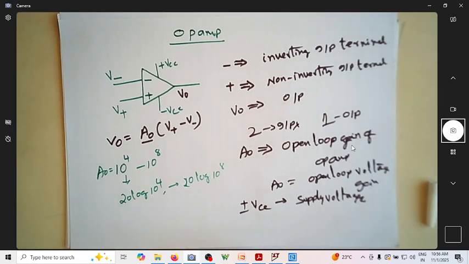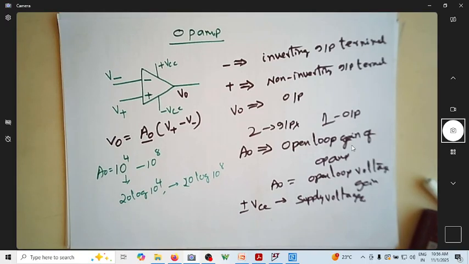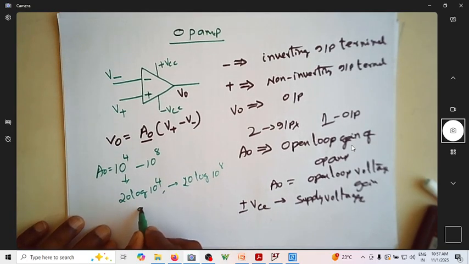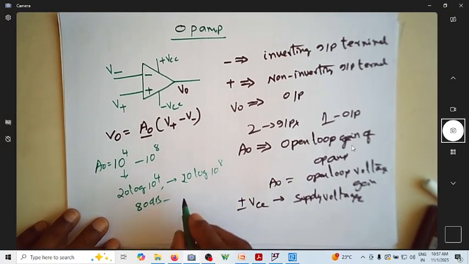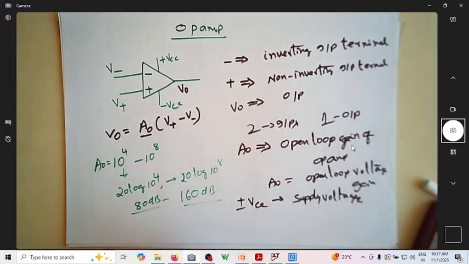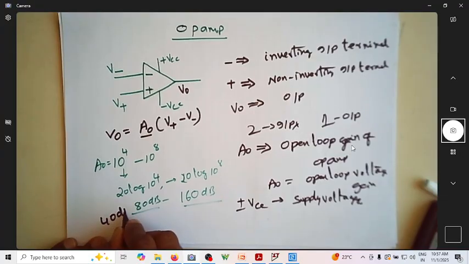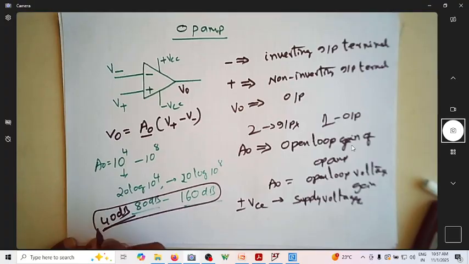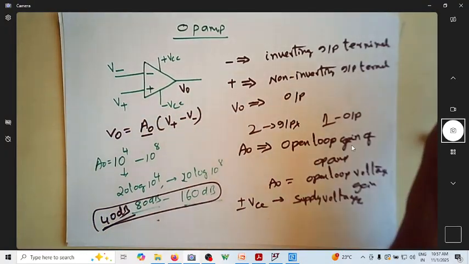As you can see, we know that 20 log of 10 power 4 would be 80 dB, and this can go up to 20 log of 10 power 8, which is 160 dB. It can even start from 40 dB also. The range can be 40 dB to 160 dB. This is the open loop gain of the op amp.